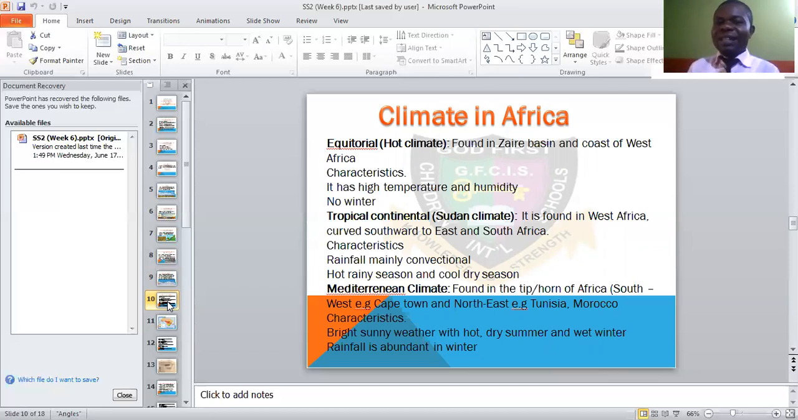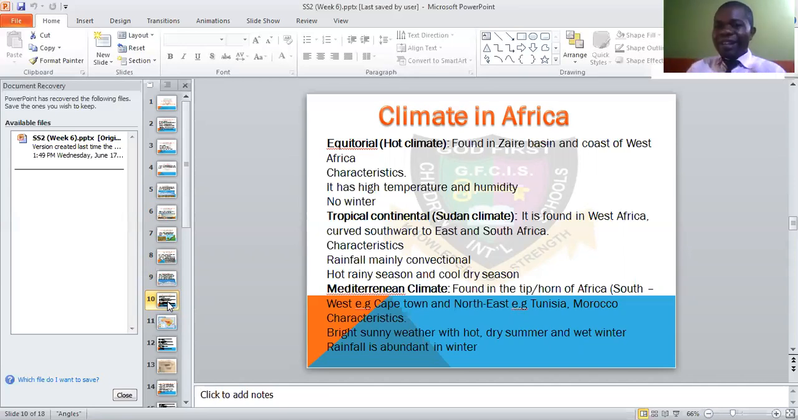Some of the characteristics are no winter, and high temperature and humidity. Another one is tropical continental, that is called Sudan climate. That is another name. This one in West Africa curves round to the south and east. They have rainfall that is mainly convectional, happening shortly and normally in the afternoon. The hot rainy season and cool dry season. These are the characteristics of this tropical Sudan climate.